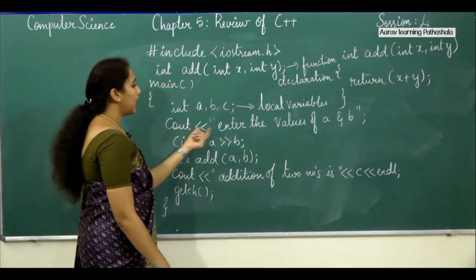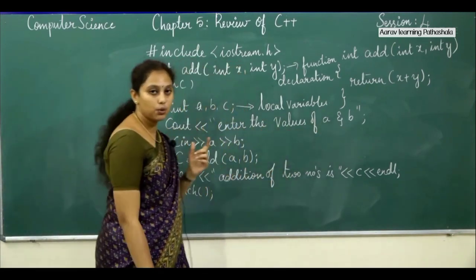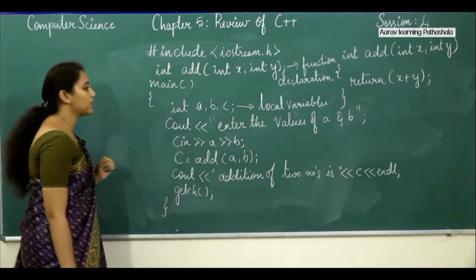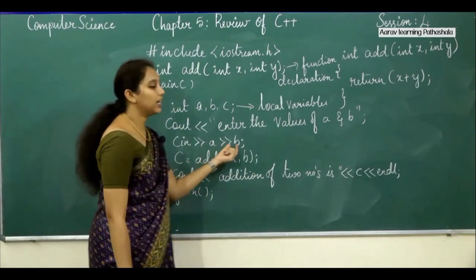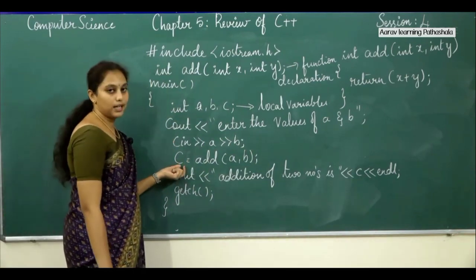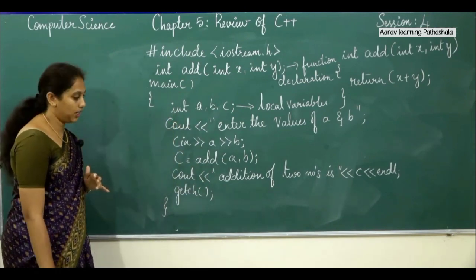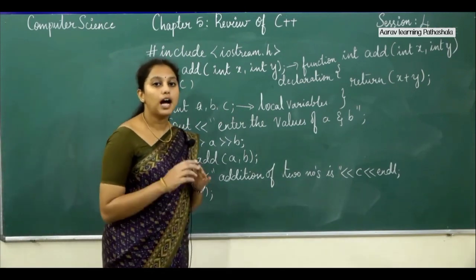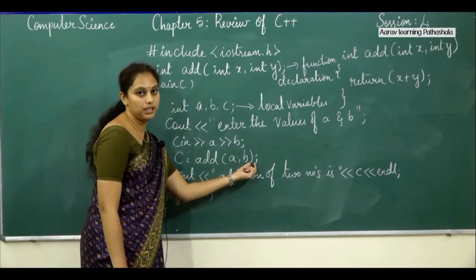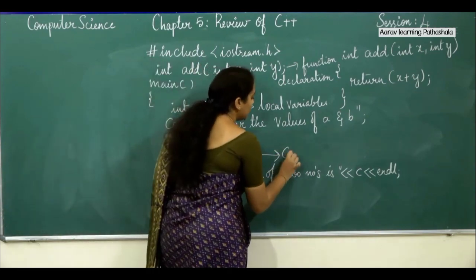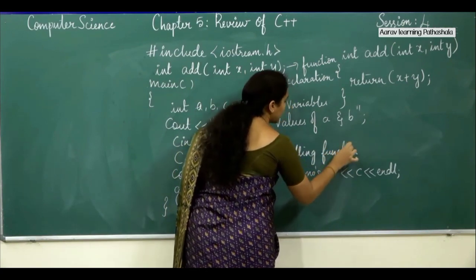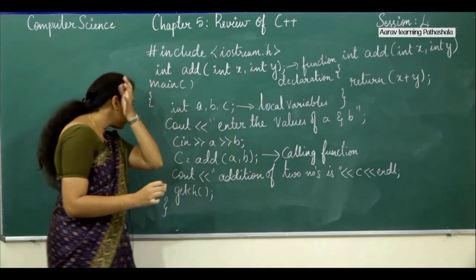Next, cout, enter the values of a and b. We are asking the user to enter the values of a and b using the standard input device. After accepting the values, in the next section we are calling the function to perform addition of two numbers: c = add(a, b). This is called the calling function.